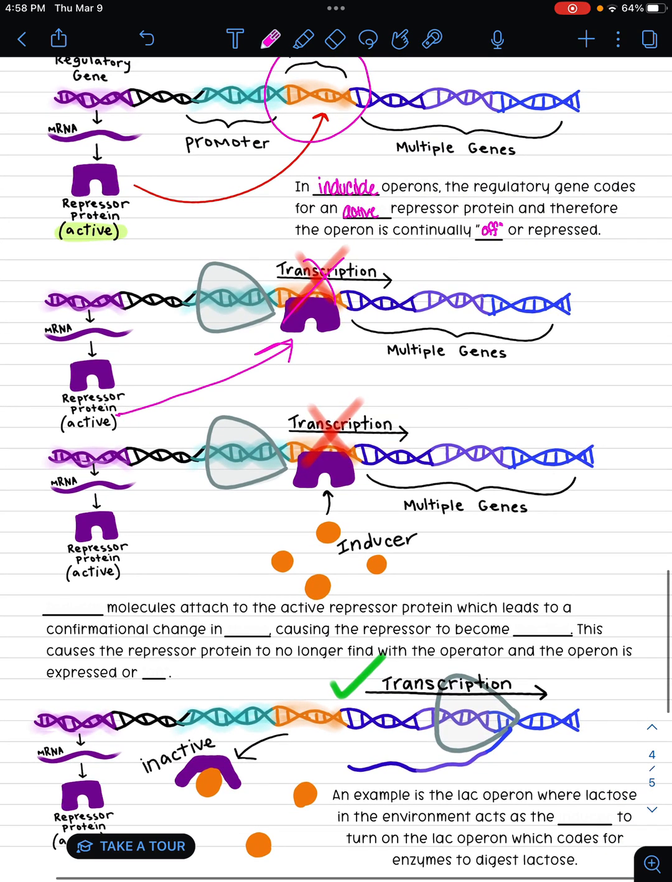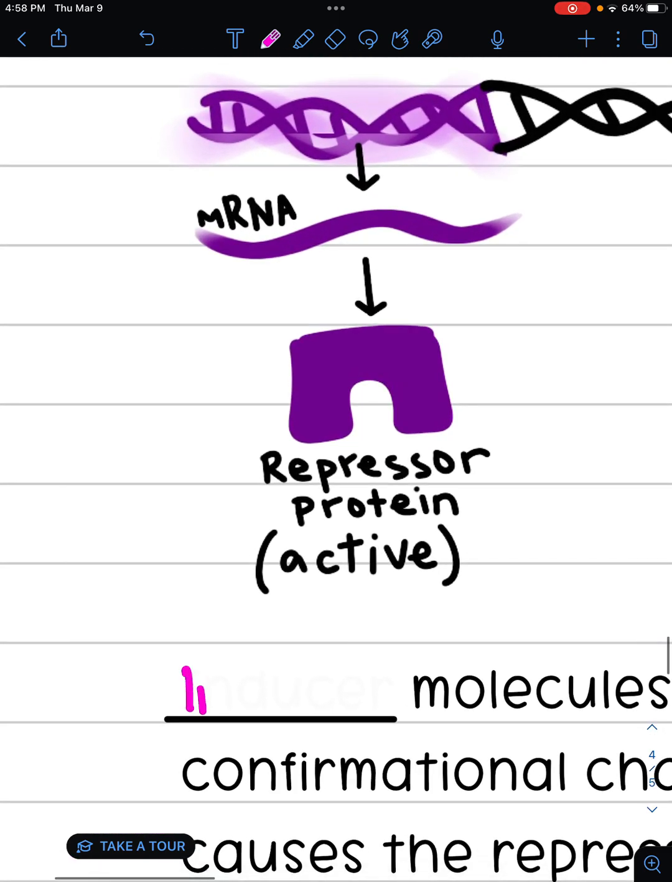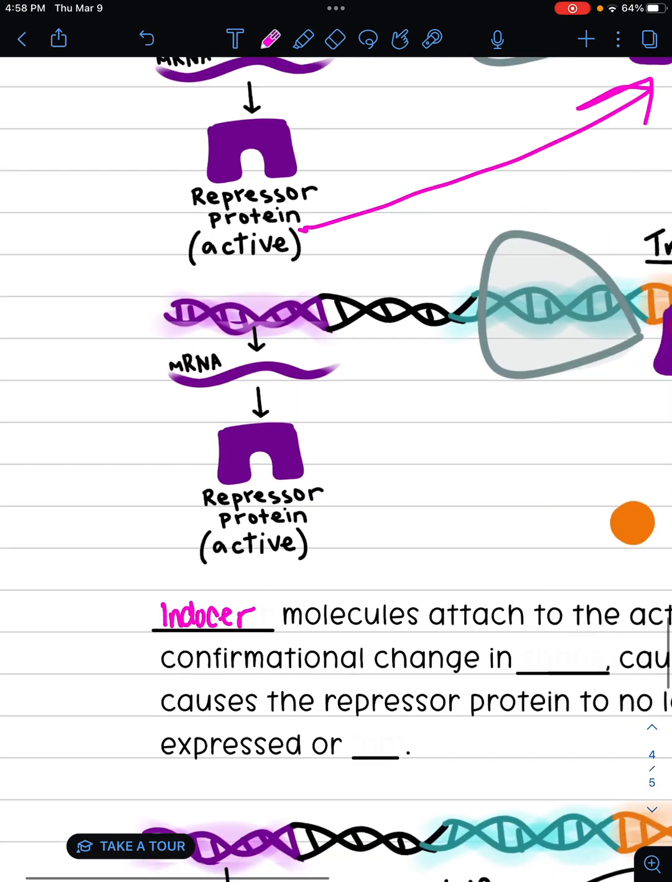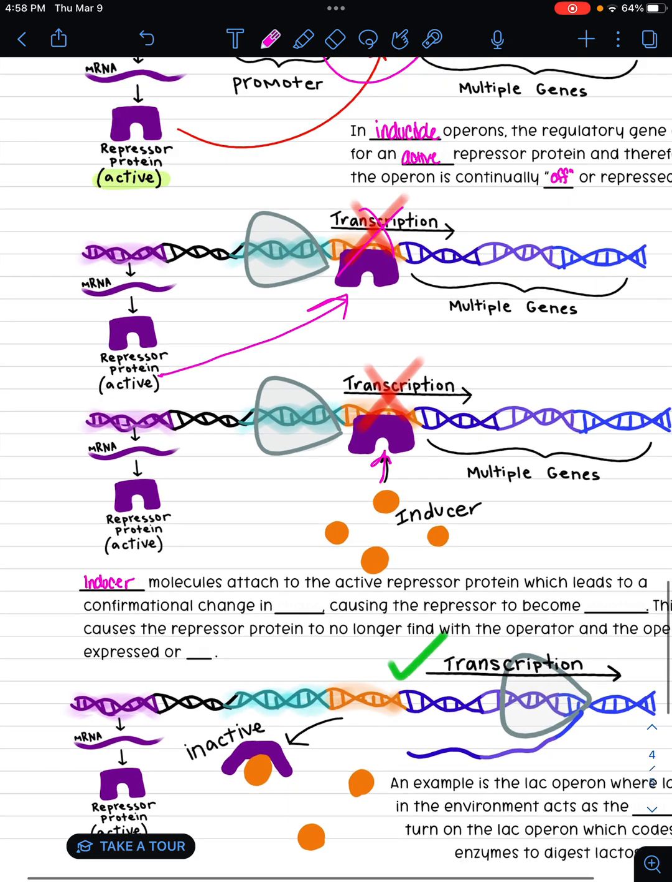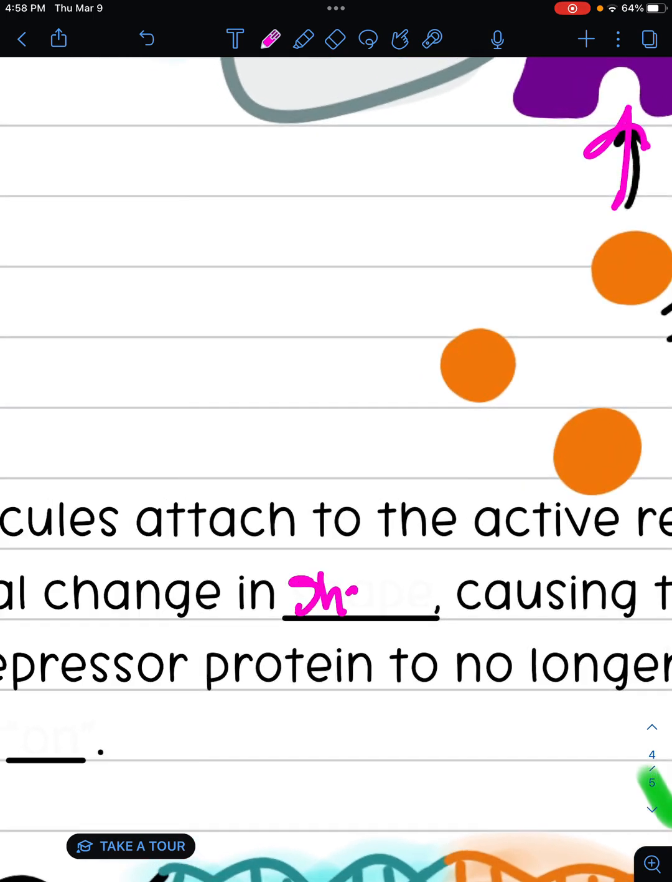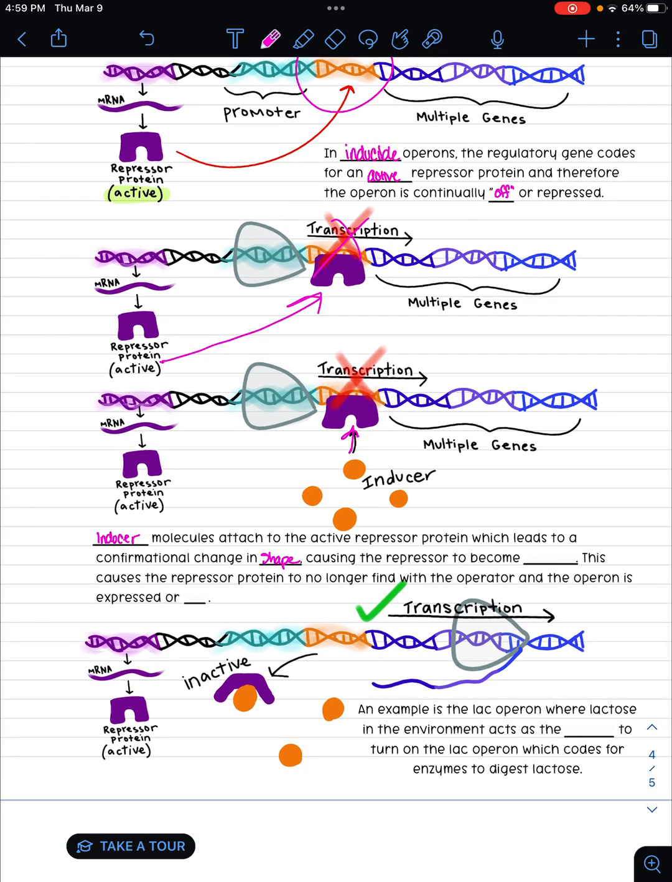So it says, so what if we need to turn them on? How do we turn these lights on or turn this operon on if we need to? So guess what? We're going to have a change in shape for that repressor protein. So it says inducer molecules attached to the active repressor protein, okay? So it tells us what they are right there. They're called inducer molecules attached to the active protein, the repressor protein, which leads to a conformational change in shape, okay? Causing the repressor to become inactive.